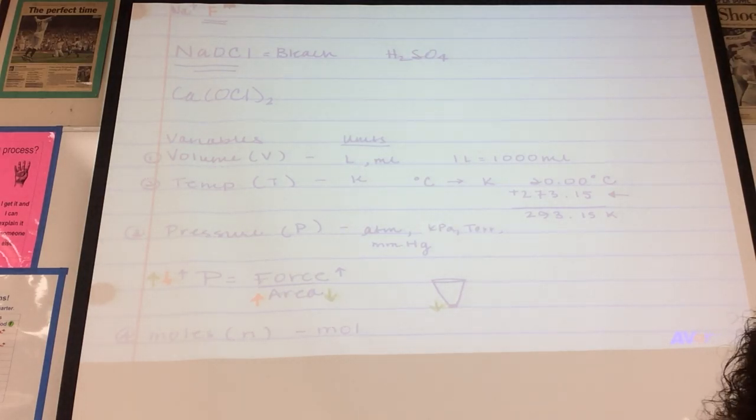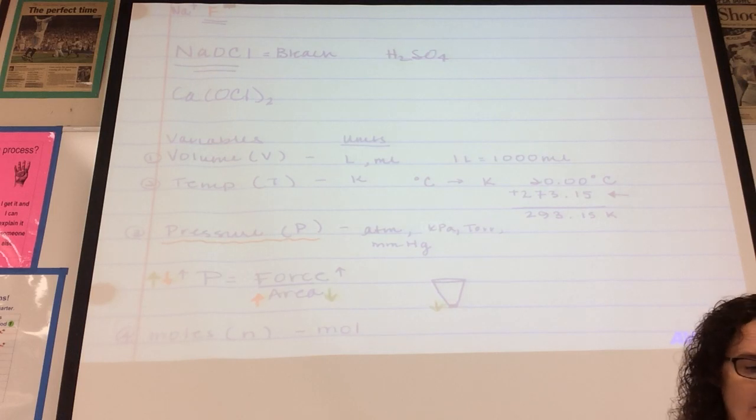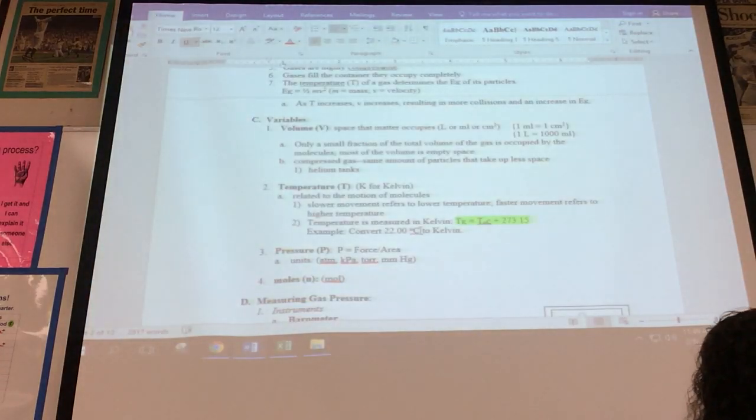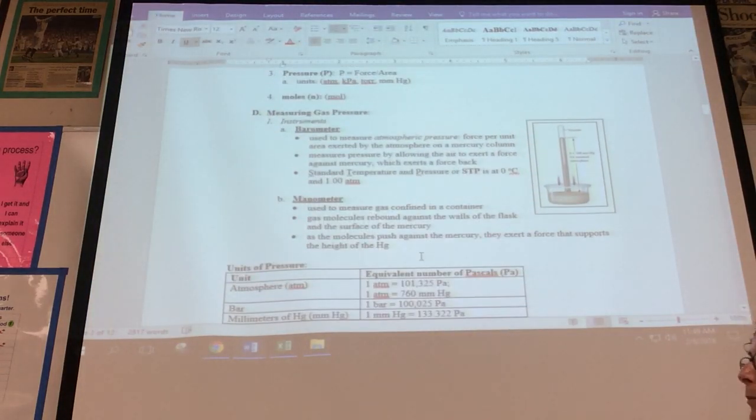The last thing I do want to mention is how we measure pressure. If we want to measure atmospheric pressure, we use an instrument called a barometer. And the old-fashioned barometers look like this. You had a tub full of mercury with an upside-down glass tube. The atmosphere would exert pressure on the mercury, and you would measure the height that the mercury rises up the tube.